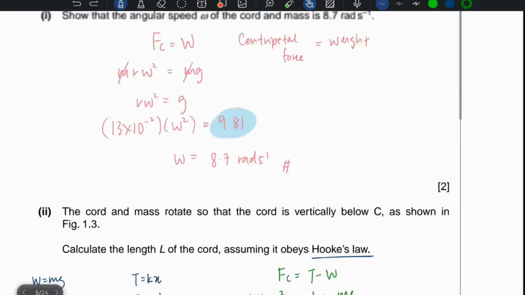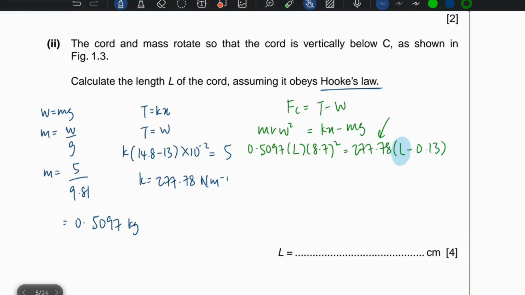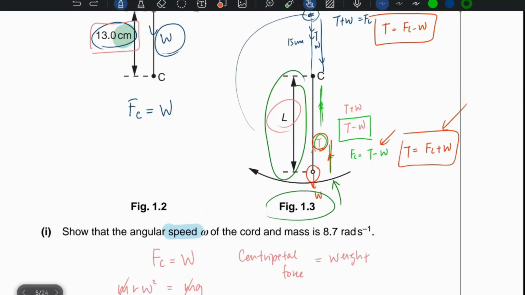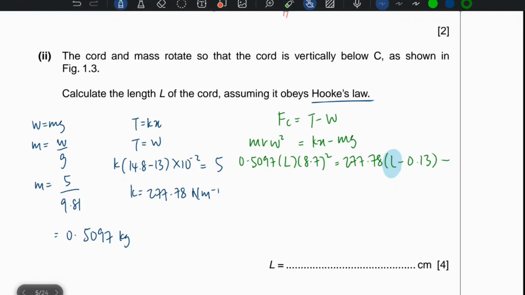Here, we are looking at this diagram. It's the same cord. That is why we have the same K. But the extension is different, because here you have length L. Minus, I'm going to write it down here, mg: 0.5097, g is 9.81. So we do our math. Let's calculate one by one. Please calculate one by one. Do not do it too fast because you might miss some values.